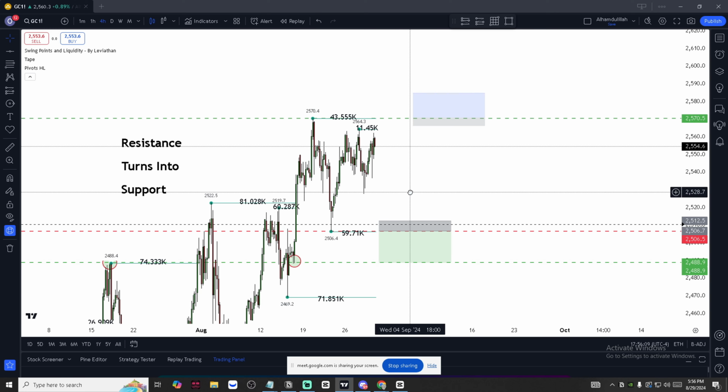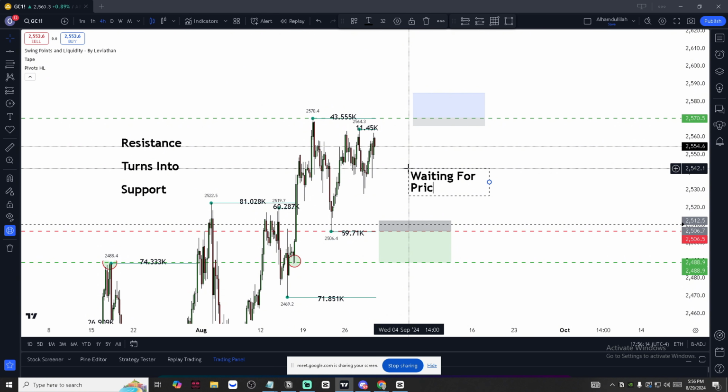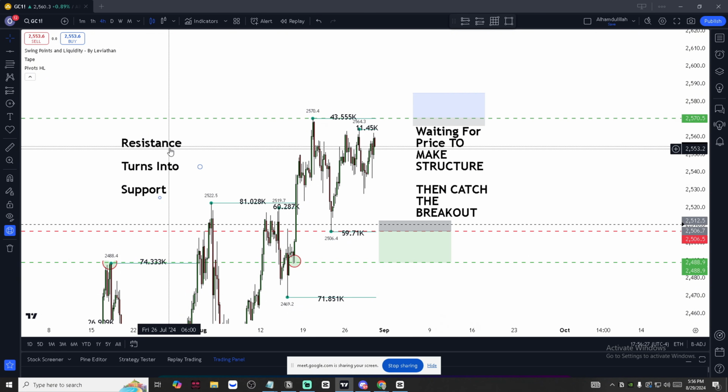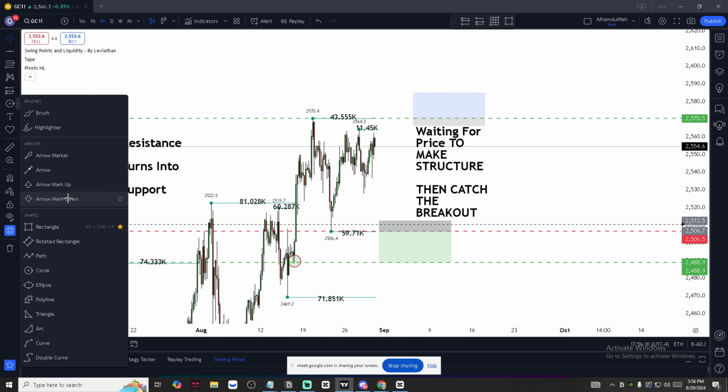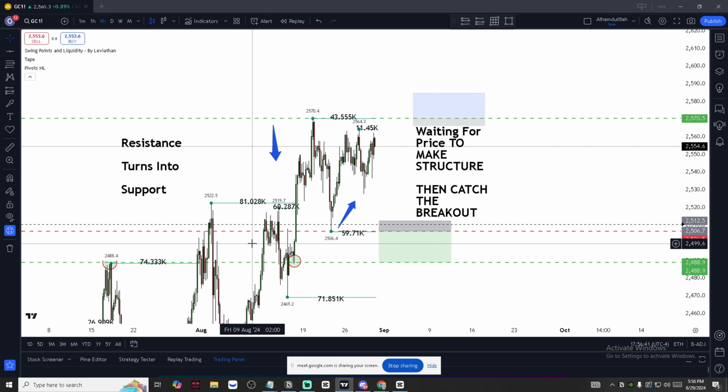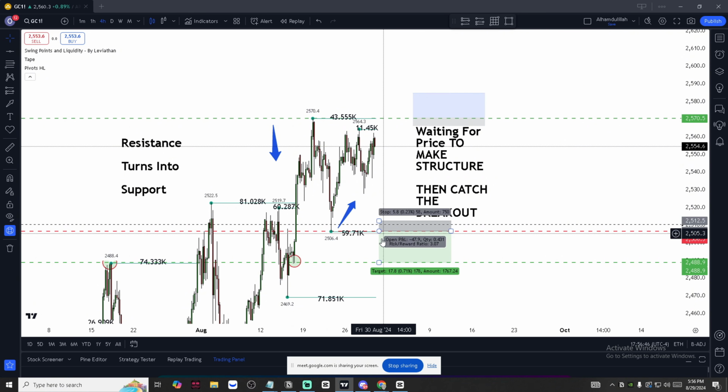That's it. That's all we're doing: waiting for price to make structure, then catching the breakout. So we're just waiting for price to bounce, whether support or resistance wise. In this case, price decided to bounce down. And in this case, once price came down here, it decided to bounce up. And after we've identified the bounces, if you don't want to catch tops and bottoms, we could play the super safe game and just wait for the tops and bottoms to be broken. And that's it.